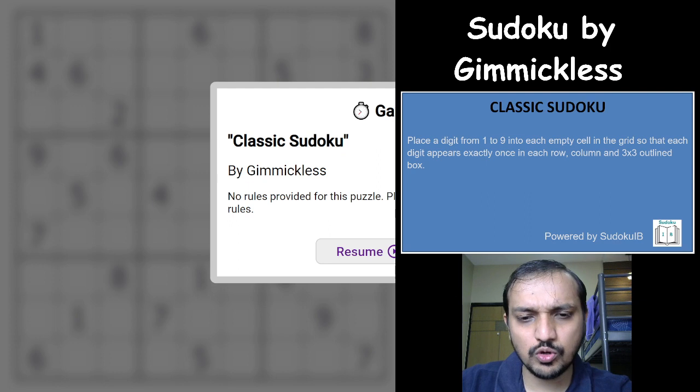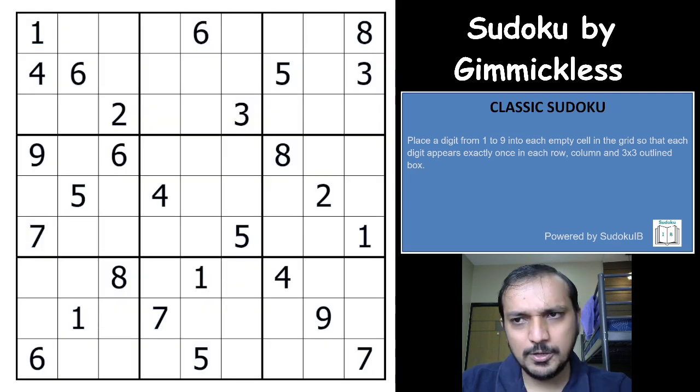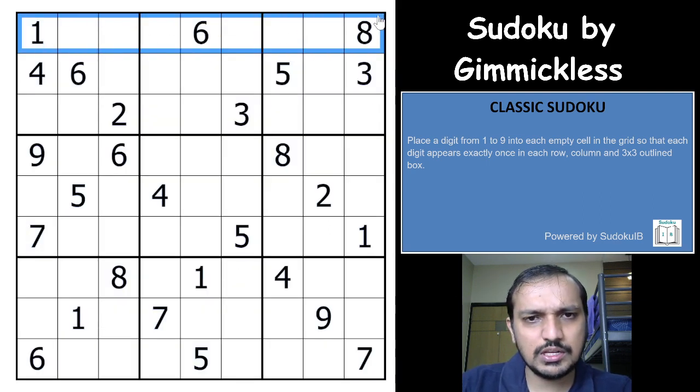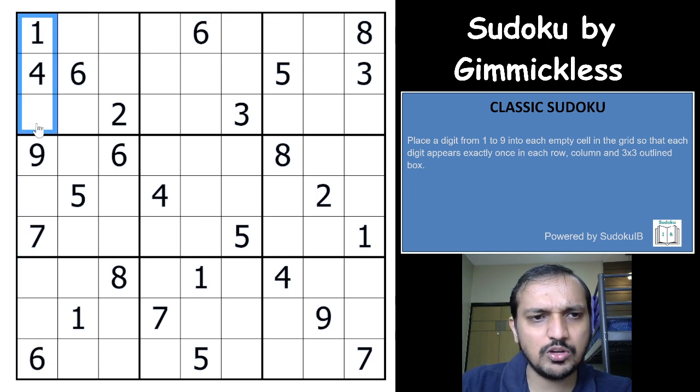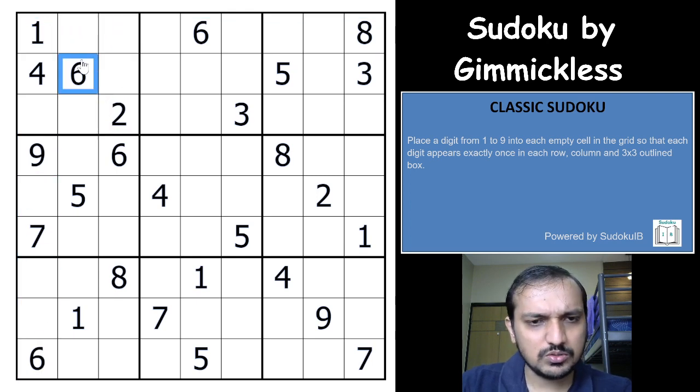Now coming back to this Sudoku. Classic Sudoku rules apply. You need to place digits from 1 to 9 in each row, each column, and 3x3 box without repetition. So let's see if you are able to crack this Sudoku.